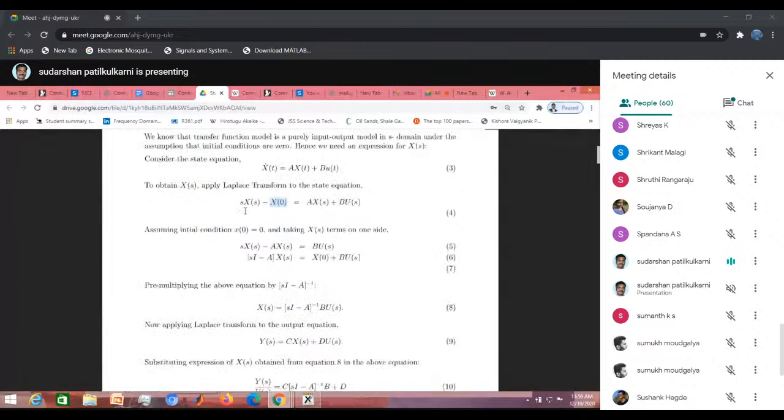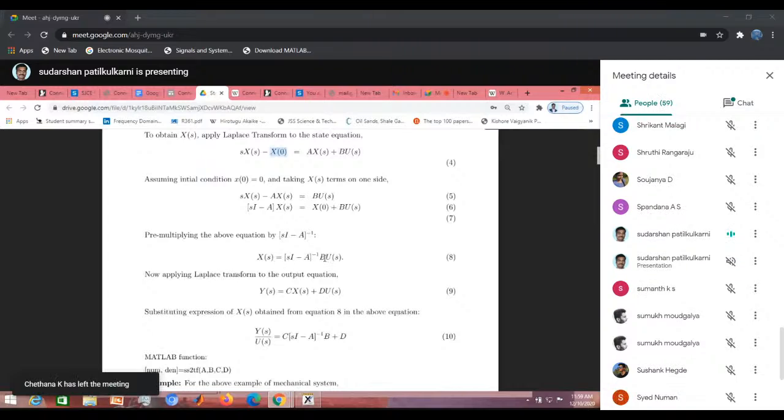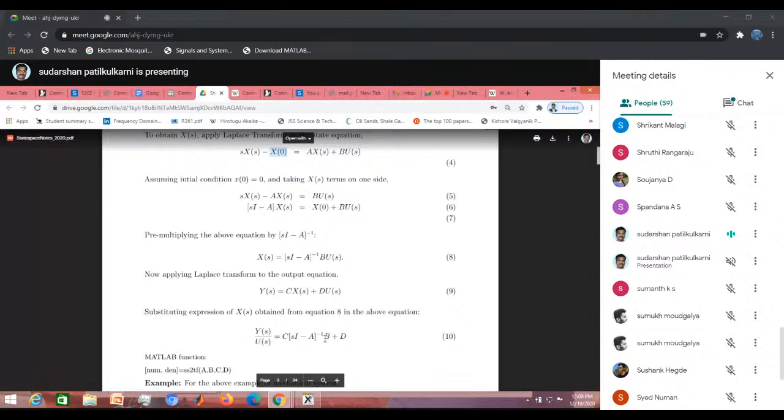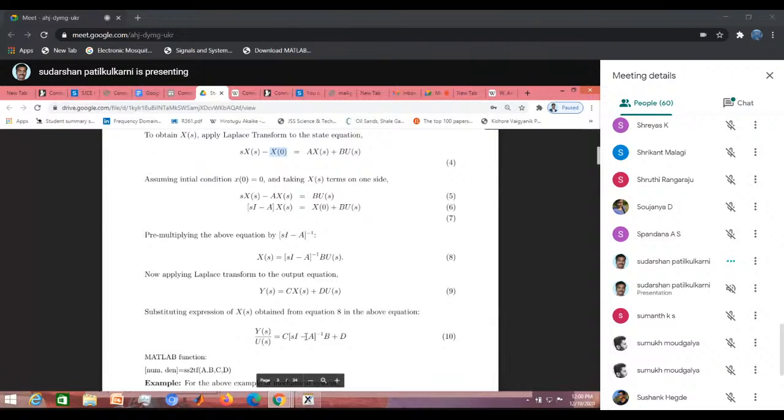So pre-multiplying by sI minus A inverse, we get x of s equal to sI minus A inverse into B u of s. Okay. Then wherever x of s is there, you put this sI minus A inverse into B u of s, and then you can divide by u of s. Here we can do the simple division because u of s is a scalar quantity. Okay, therefore no need to write u inverse, right? Y of s by u of s equal to C sI minus A inverse into B plus D. Okay, so that means if you know the ABCD parameters, you can obtain the transfer function of the system.